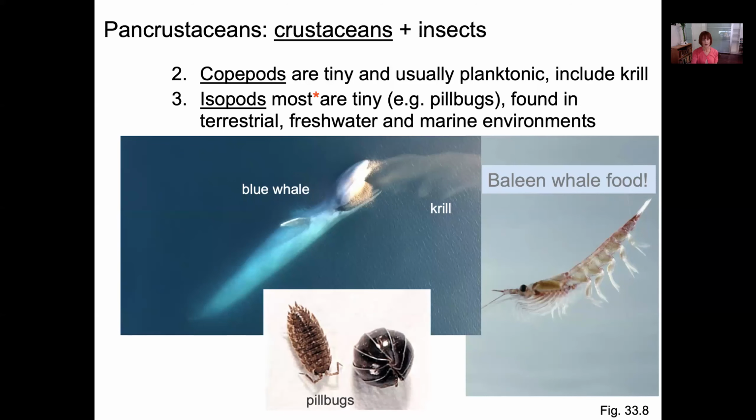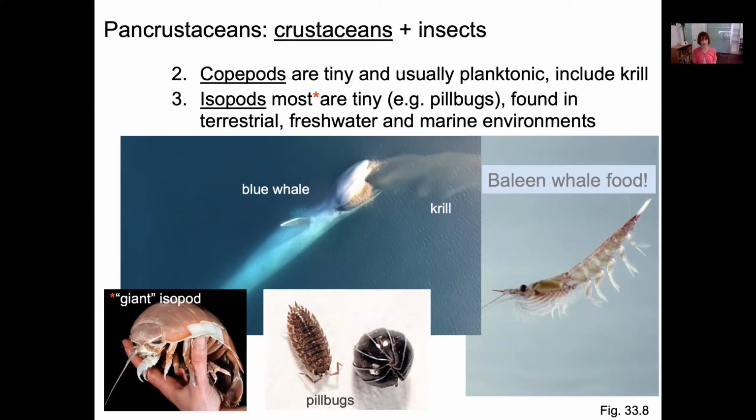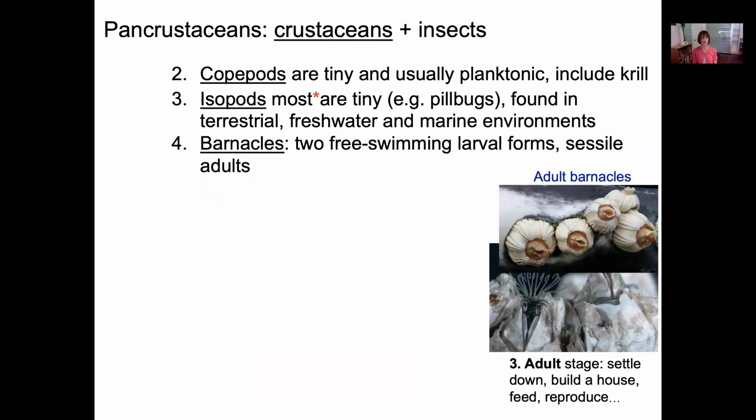Okay, number 3 are isopods. You may have met pill bugs before. So most isopods are really tiny and they're found in a variety of environments, but, and you don't have to remember this, this is just to show you that not all isopods are tiny. This cutie pie is, I think, a deep marine isopod, and it's referred to as a giant isopod because it's a foot long. Yeah, it's pretty cute.